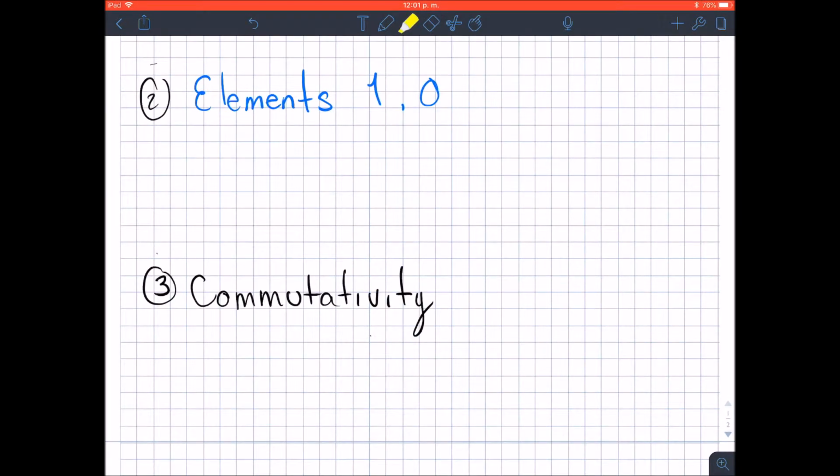Now, postulate number 2 talks about the existence of 1 and 0 as elements of A in the set K, where 0 is the identity element for the OR operation, and 1 is the identity element for the AND operation. Here we have an example. If we have A plus 0, it's going to be A. And if we have A times 1, it's also going to be A.